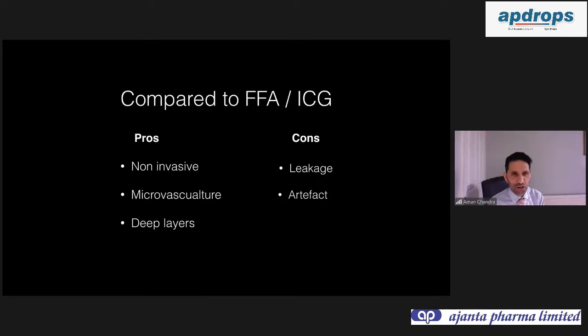So fluorescein angiography is invasive, whereas OCT-A is non-invasive. It allows you to look at microvasculature, and it lets you look at deeper layers than fluorescein will ever do. The cons are, well, fluorescein angiography shows you leakage, which is actually pathology. It shows you dynamic changes, which OCT angiography does not do. It does not show you leakage. And there are many, many artifacts in OCT angiography.